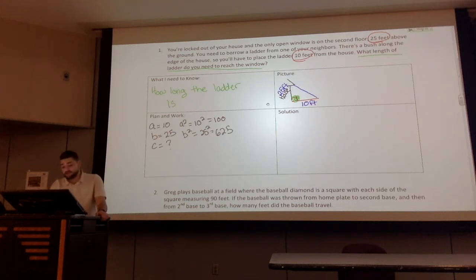Now we're going to jot down our equation that we're using, which again is A squared plus B squared equals C squared. Then we're going to substitute the value of A squared into our equation so that we get 100 plus the value of B squared, which is 625, equals C squared. It's still C squared because we have nothing to substitute in for it. That's what we're solving for. We know that 100 plus 625 is 725. Then we carry down that C squared, and our last step is just to take the square root of both sides. The square root of 725 is 26.9 feet.